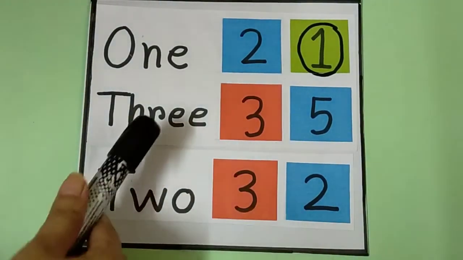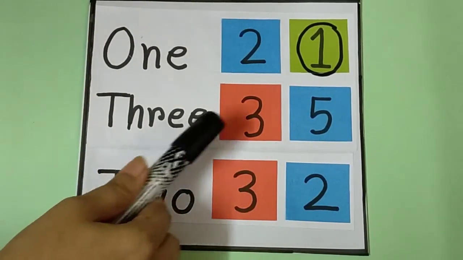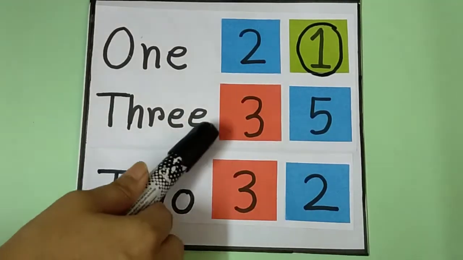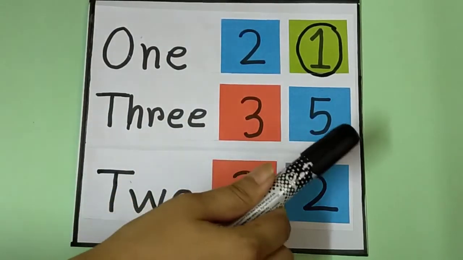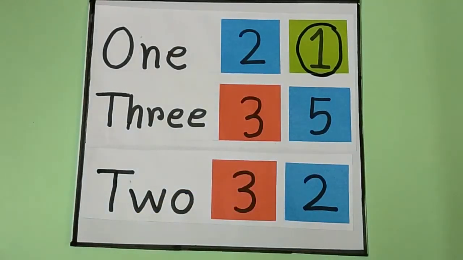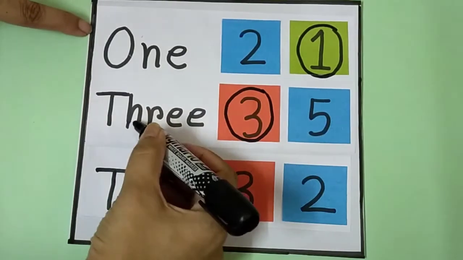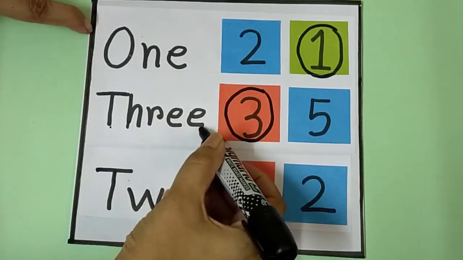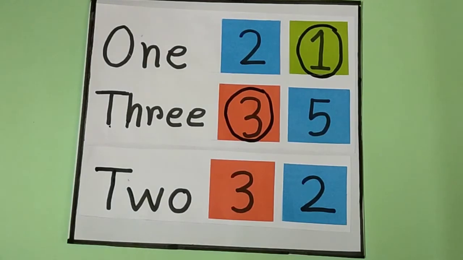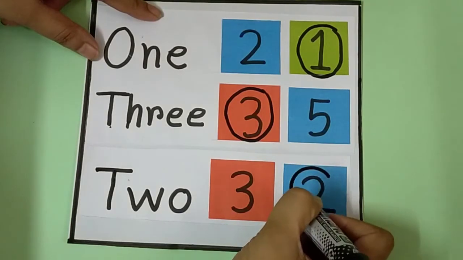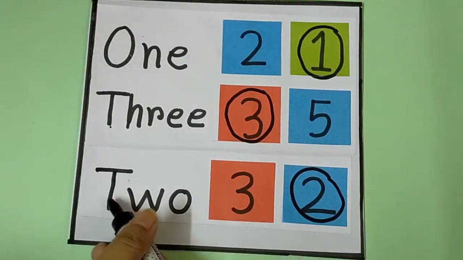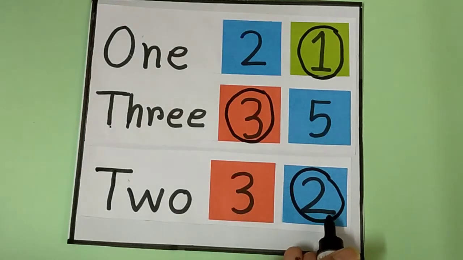Okay, next one. T-H-R double E. What is the spelling? Red one or blue one? You say. Yes, red one. This one is 3. T-H-R double E, 3. Now T-W-O, which one? Yes, the blue one. Then T-W-O, 2. You can practice like this also.